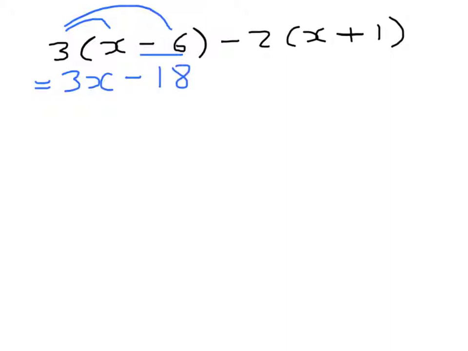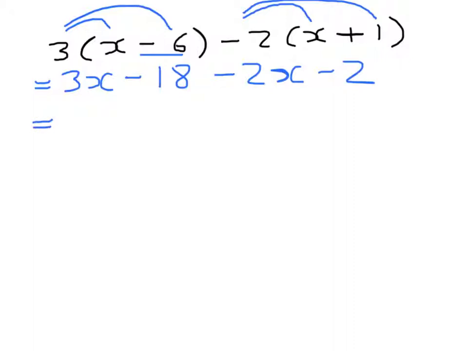The next thing I'm going to do is multiply the second bracket out, but I'm going to think about the minus sign on this too. So minus 2 multiplied by x is going to give me minus 2x. And then what I'm going to do is multiply the minus 2 by the plus 1, and that gives me a minus 2 at the end.